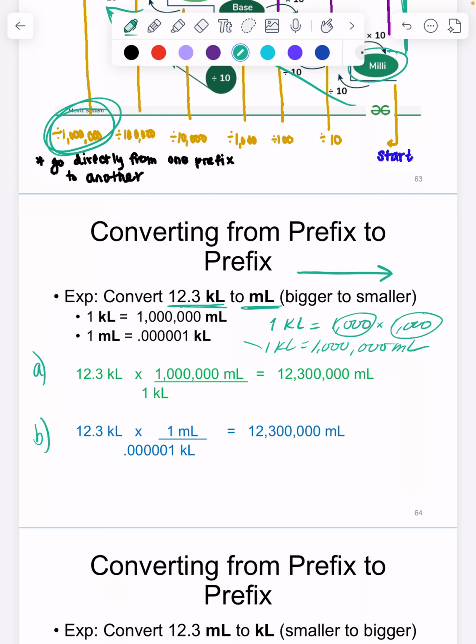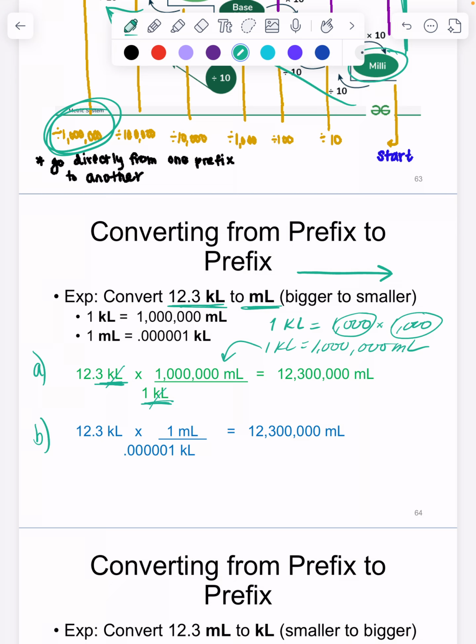And so we can just plug this in down here. We start with kilo. We say 1 kiloliter is going to go on our denominator to cancel our units, and we multiply by that 1 million conversion factor. And that gives us 12.3 million milliliters. Amazing. Absolutely amazing.